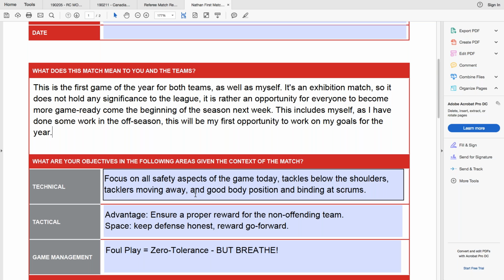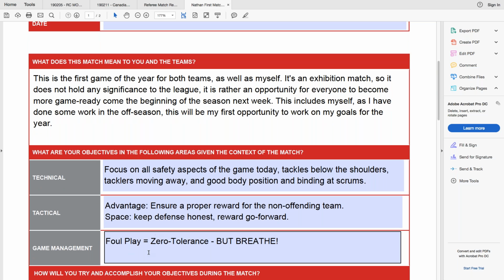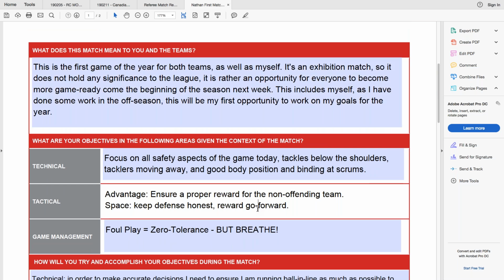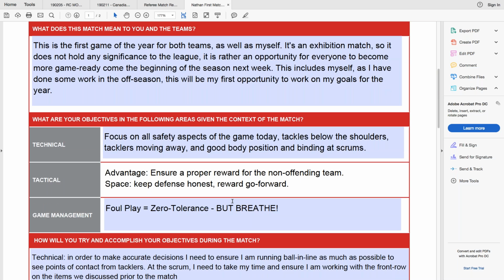However, some people just need keywords, and you'll see what I did at the last one was I personally wouldn't word it this way, but this might work for someone where they say from a game management perspective, my goal is to work on foul play equals 0 tolerance, but breathe. So the reason why I put it this way is because, again, this would work for someone potentially if this is the format that they learn best from or retain information best from. So the most important part about having some sort of goal: advantage, ensure proper reward for non-offending team, space, keep defense honest, reward, go forward.